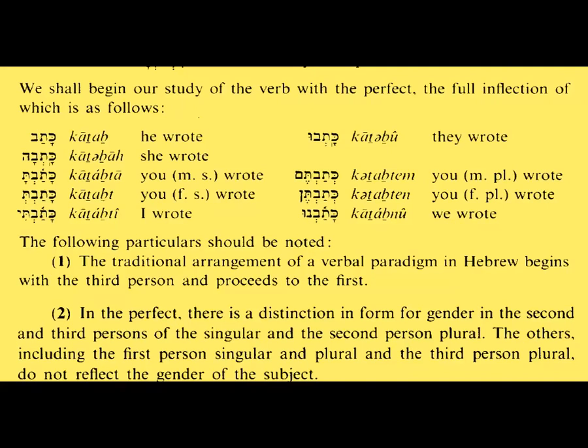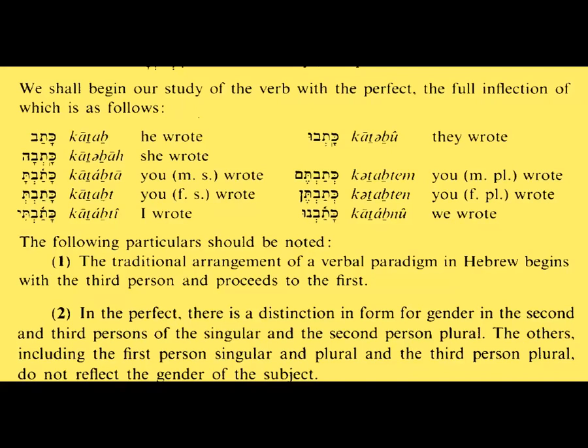So here, number 1, the traditional arrangement of a verb paradigm or a conjugation or a list like this begins with the third person and proceeds to the first. So that's kind of unusual. We normally do it first, second, third person. They do it third, second, first person. And part of that is the way these verbs, their root comes from the third person masculine singular. And so it's kind of based on that one. So they start with that one first.